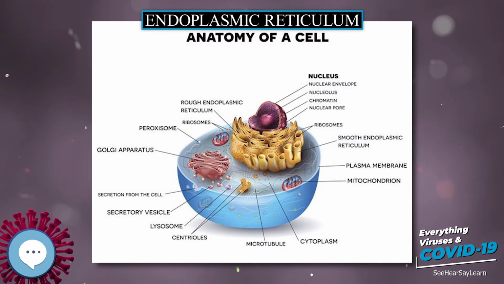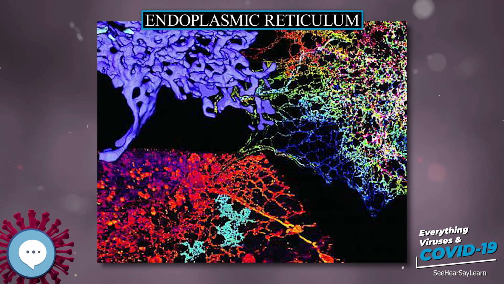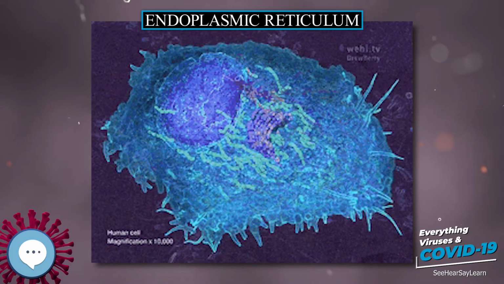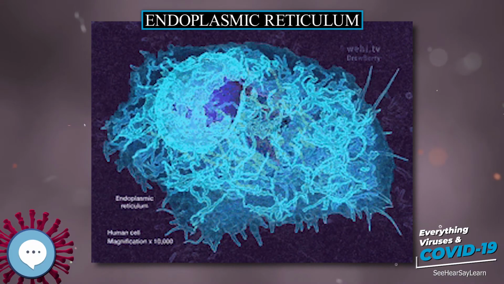The smooth endoplasmic reticulum lacks ribosomes and functions in lipid synthesis but not metabolism, the production of steroid hormones, and detoxification. The smooth endoplasmic reticulum is especially abundant in mammalian liver and gonad cells.